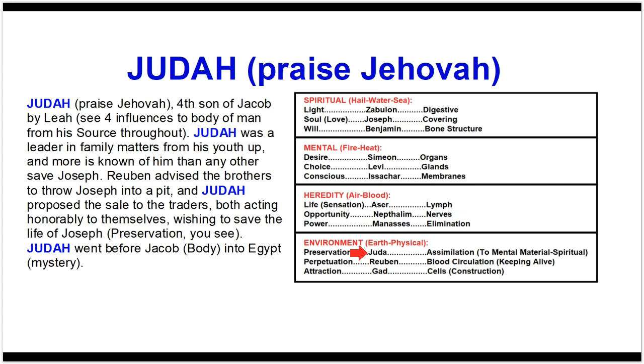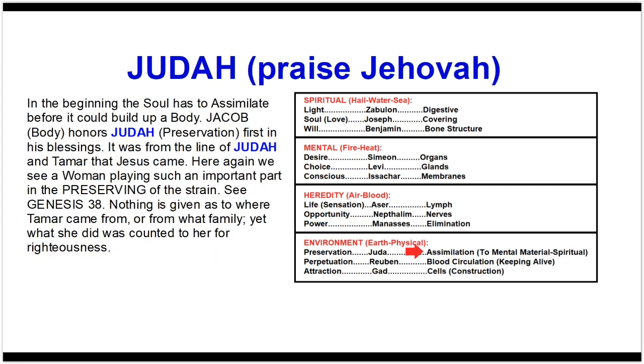Judah, praise Jehovah, fourth son of Jacob by Leah, see 4 influences to body of man from his source throughout. Judah was a leader in family matters from his youth up, and more is known of him than any other save Joseph. Reuben advised the brothers to throw Joseph into a pit, and Judah proposed the sale to the traders, both acting honorably to themselves, wishing to save the life of Joseph, preservation, you see. Judah went before Jacob, body, into Egypt, mystery.